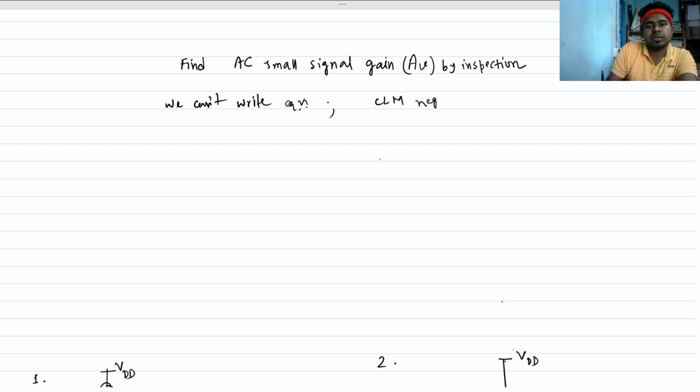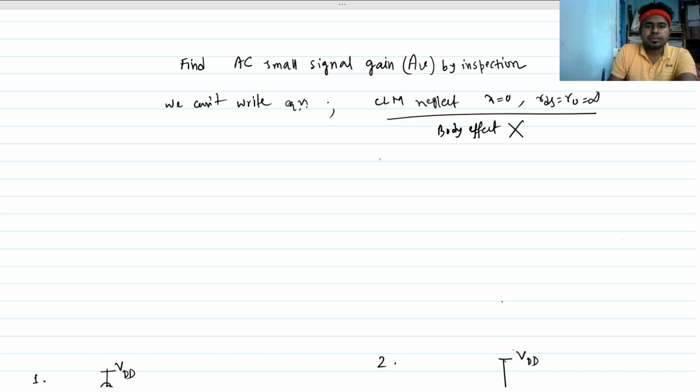Channel length modulation will be neglected. That means lambda will be 0, or rds or r naught will be infinite. Okay, you will be given that, and body effect is also neglected.